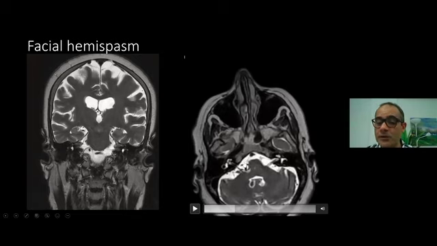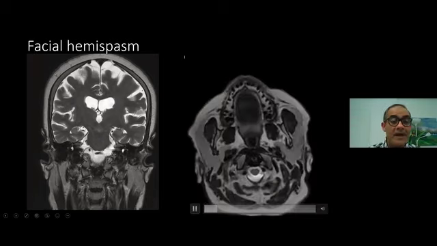So a vascular loop, probably from the ICA, from the PICA, or sometimes from the vertebral artery itself, can cause facial hemispasm, of course, in the appropriate clinical context.